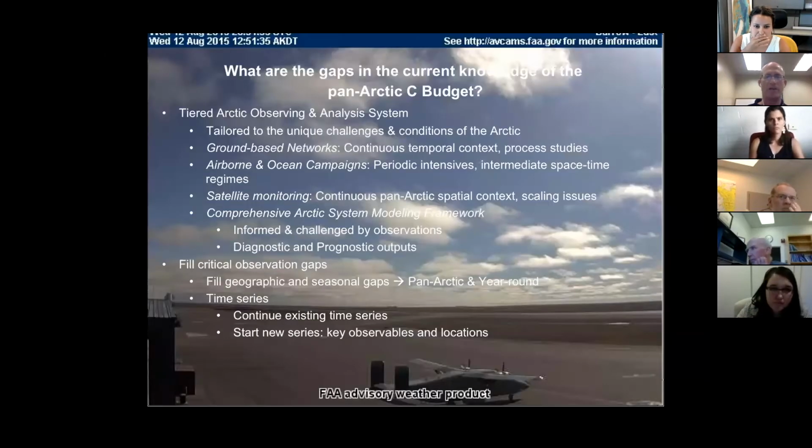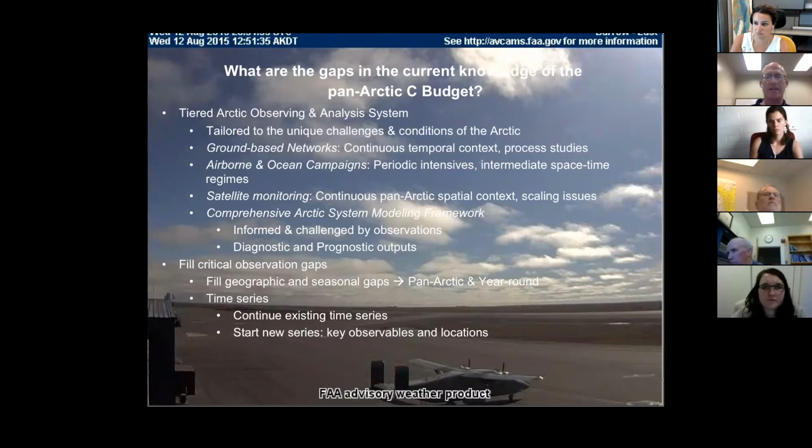I just wanted to do a recap of what Emily showed a little bit earlier with a slightly different tilt, in that if one is thinking about our current gaps in terms of the Pan-Arctic carbon budget, here's a kind of systems engineering look at this. And there's something called a tiered observing and analysis system that's been discussed at a couple of larger meetings that I've participated in over the last year or two.